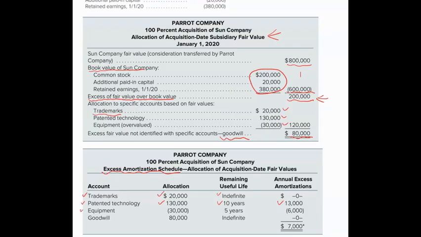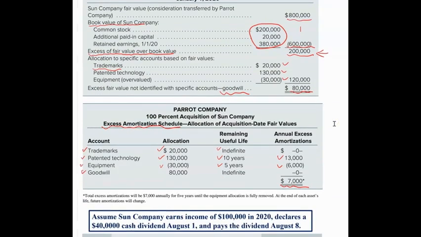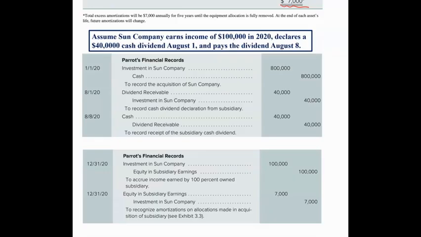For the equipment, it's overvalued by 30,000, with 5 years remaining useful life, and every year we need to add back 6,000. Okay, goodwill, we normally do not amortize goodwill. So the total annual amortization is 7,000, equal to 13,000 minus 6,000. So this is the total excess annual amortization expense we need to adjust in the equity method.